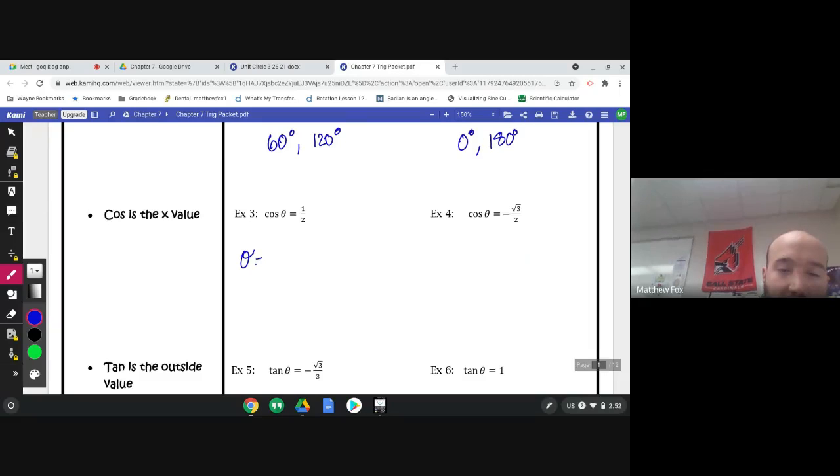So I don't care which way you do it. If you want, you can write it with the comma. I'm just going to put it like this, 60 degrees and 300 degrees. Okay. Now our next one, negative square root of 3 over 2.